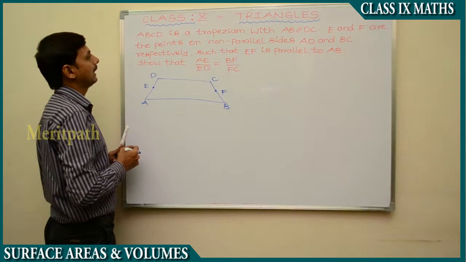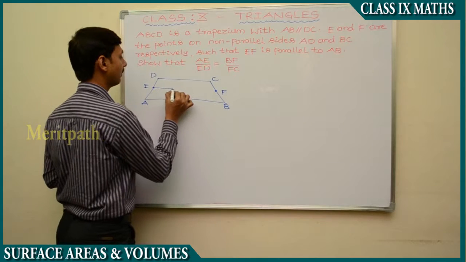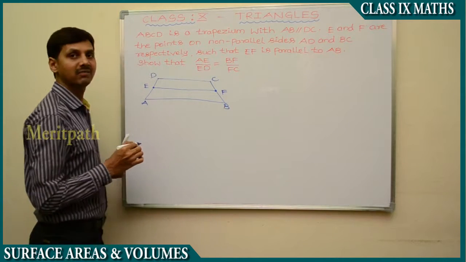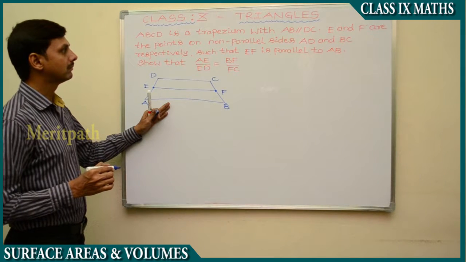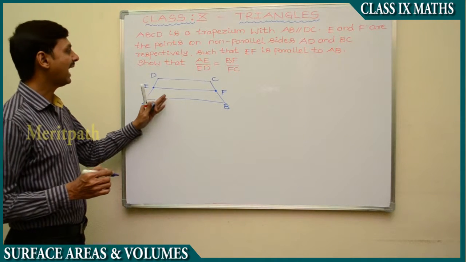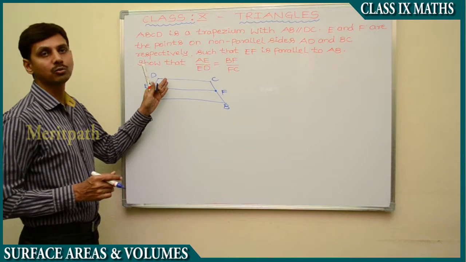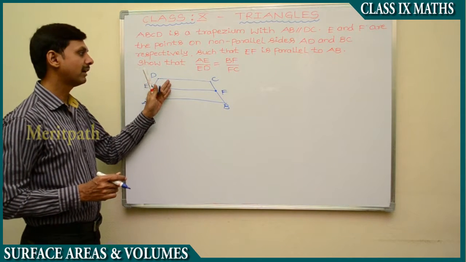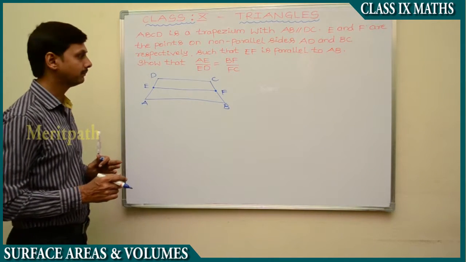EF is parallel to AB. And also we have AB parallel to CD. That means EF is parallel to CD also. So all are parallel to each other.